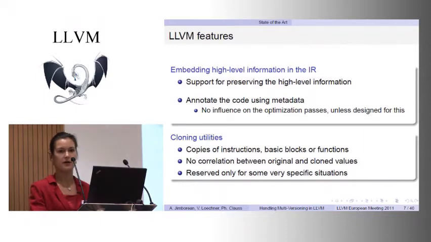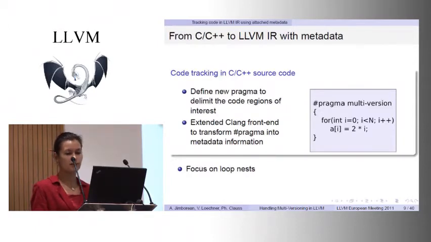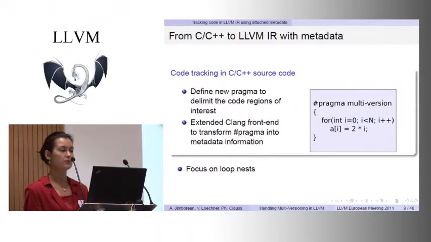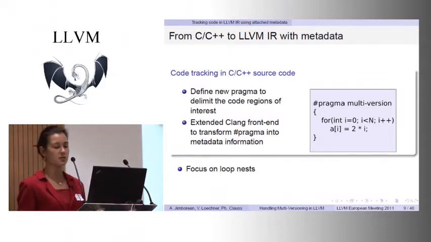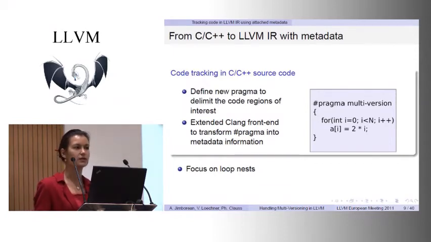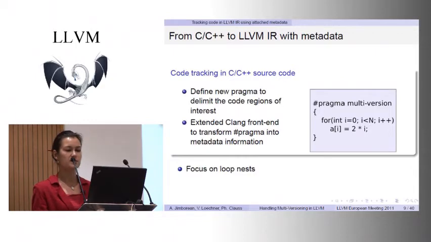Tracking code in LLVM IR using attached metadata information. So first we start with tracking the code. From the source code, we identify the region that we want to instrument by inserting a pragma multi-versioning, which encloses between parentheses the full loop or the full loop nest that we want to instrument. We are focusing on loop nests because they are the most important target for optimizations. So we define this new pragma in Clang, and we have extended the Clang frontend such that we can recognize this pragma.